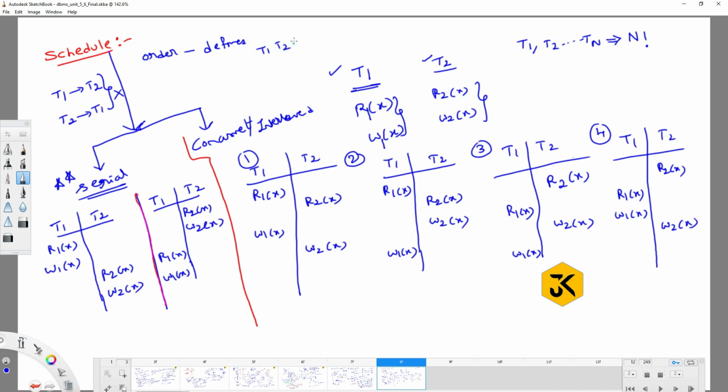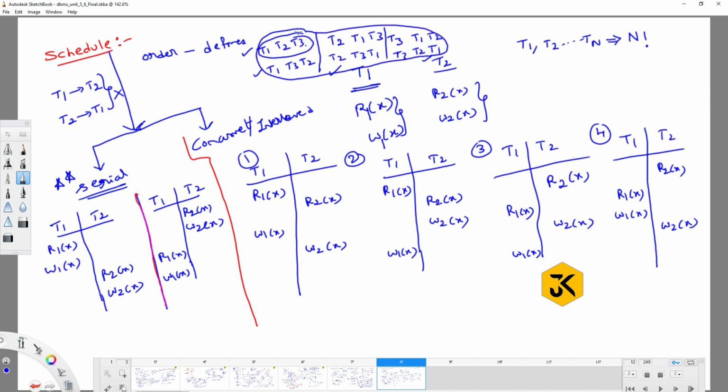T1, T2, T3 are the 3 transactions. First one is T1 followed by T2 followed by T3, right? Next, T1 followed by T3 followed by T2. Like this, you have to write all the possible cases. Let us check: T2, T1, T3; T2, T3, T1. This is one more possibility, right? Another possibility is T3, T1, T2, and T3, T2, T1. Any other possibilities?